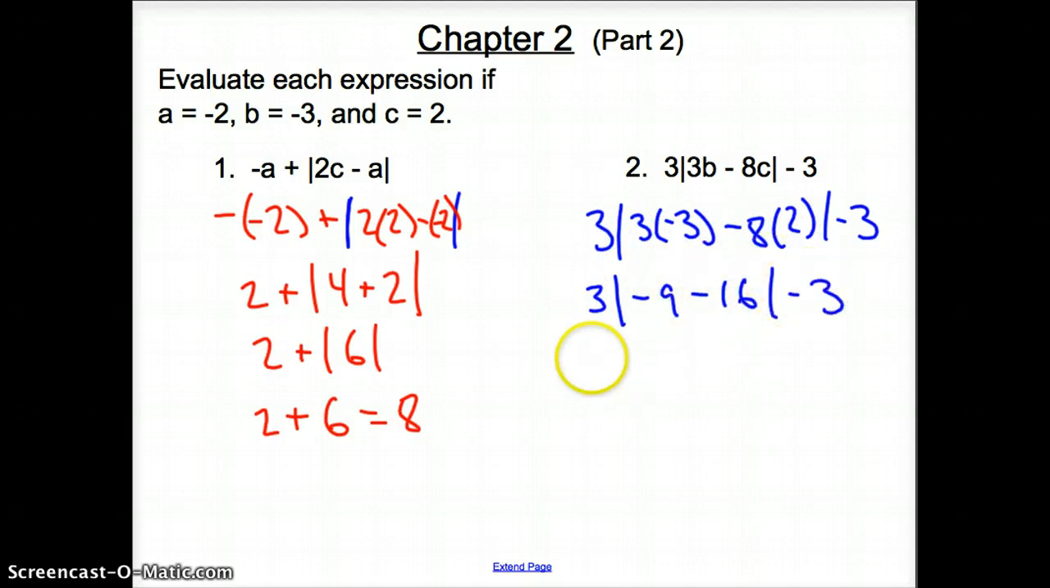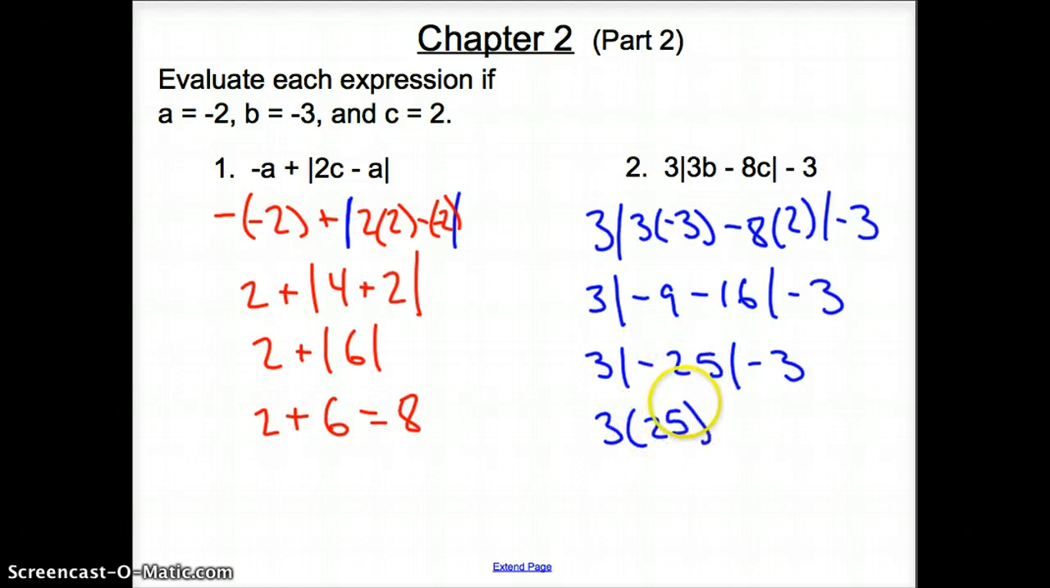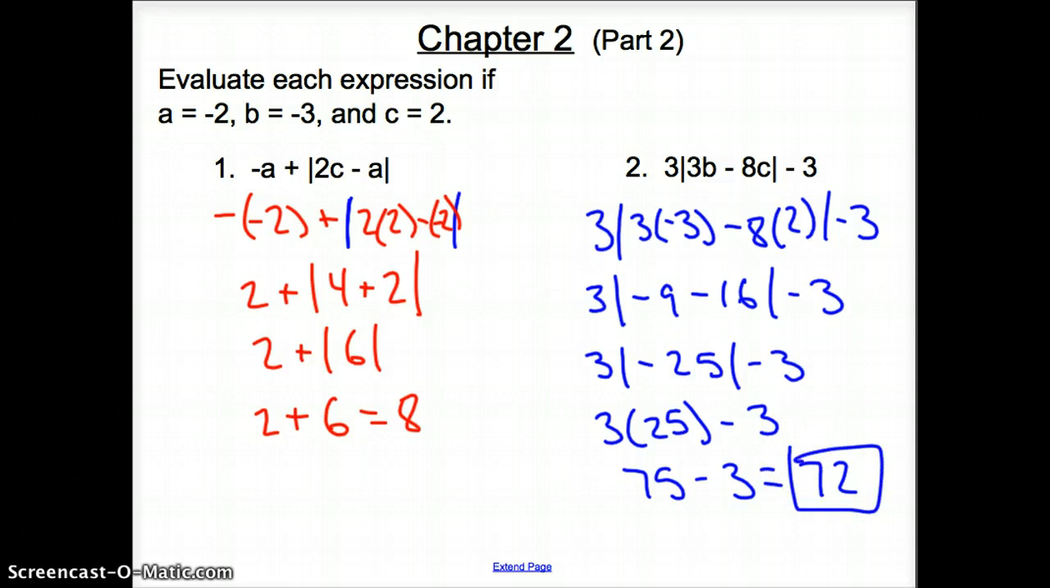Clean up what's inside the absolute value. 3 times, now it's -25 inside the absolute value. Close it up, -3. Now we have 3 times, now it's a negative value inside the absolute value. In order to come out, it has to be positive, so it is a positive 25 -3. Now we have to do our order of operations. 3 times 25 is 75 -3. And then final answer is 72. So our final answer for this expression is 72.